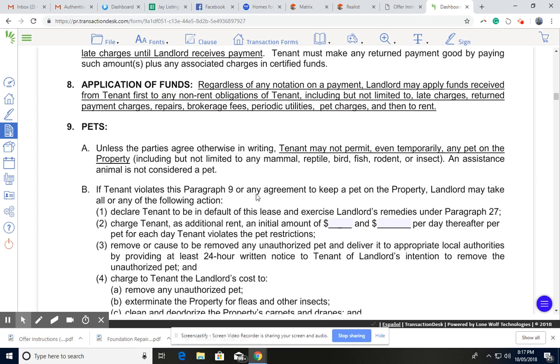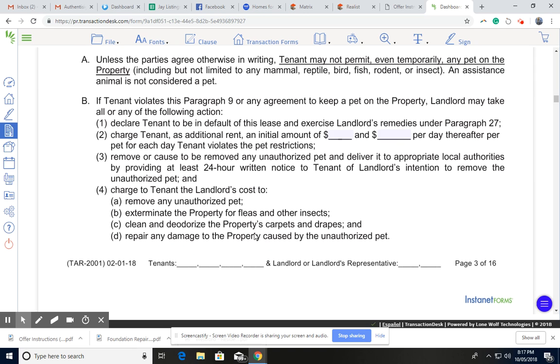In case they have a dog inside the house, dogs mess up things, and hey, that's just the cost of keeping a pet. So let's just assume that they try to sneak one in. They don't want to let the landlord know. In case we find out there's a dog afterwards, we would put here that they have to pay an initial amount of $300. That's non-refundable, and $25 per day thereafter per pet for each day tenant violates the pet restrictions, if there's any.